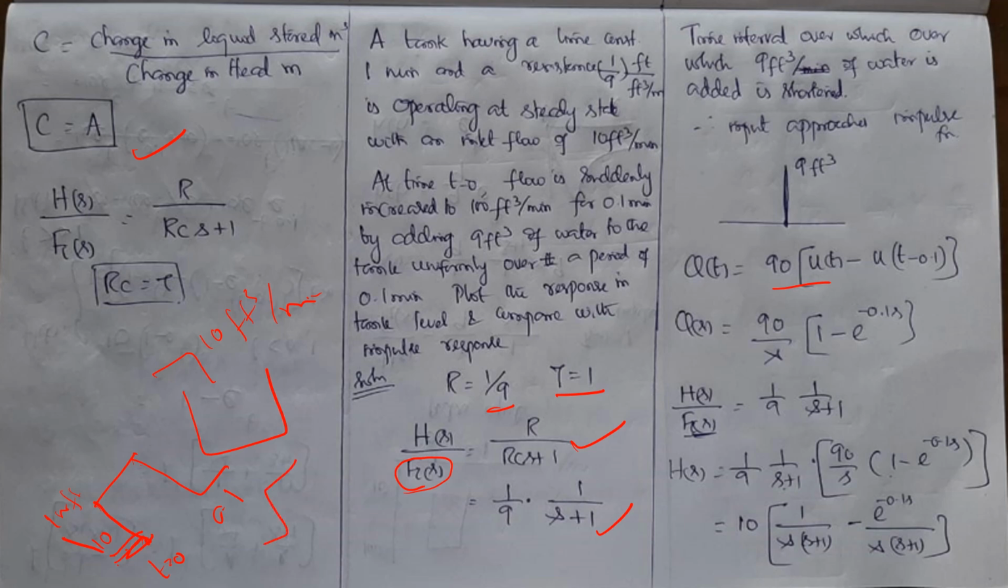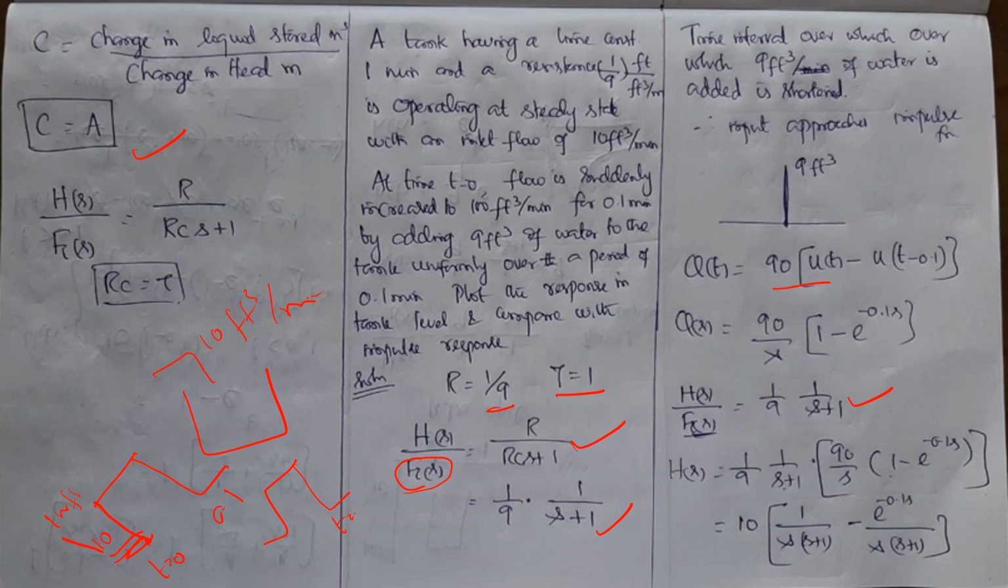This one is U of t, and this one is at t equal to 0.1. So in this U of t, if you subtract this, you will get this point. So that's what is given over here: U of t minus U of t minus 0.1. Then you take the Laplace transform for this, and H of s divided by Fi of s is already given.